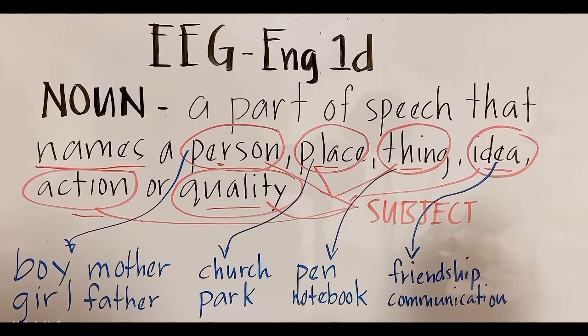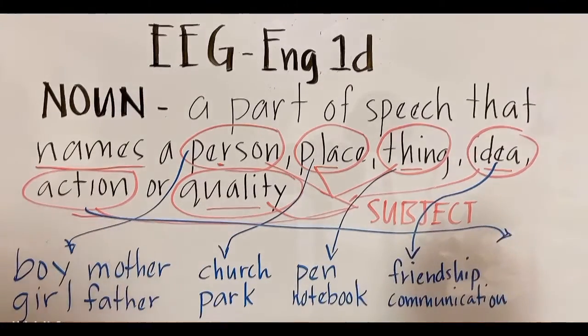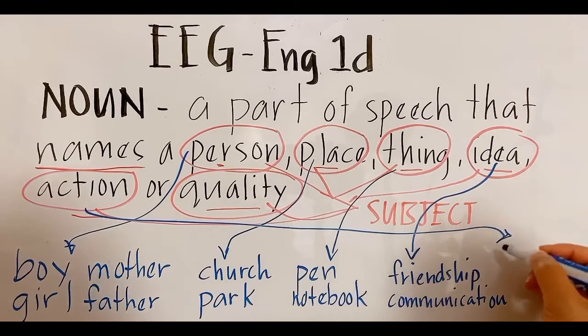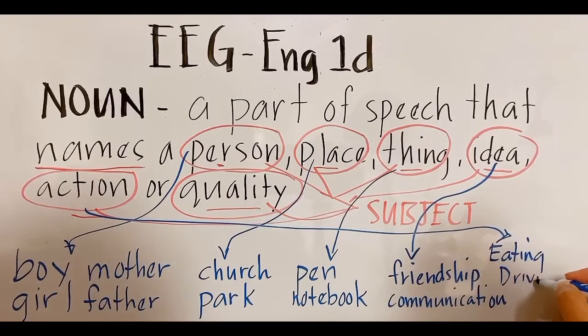And the next one is action. Let's give examples of this action. So action noun can be eating, driving, playing, biking, working, studying, writing, jumping, etc., etc.